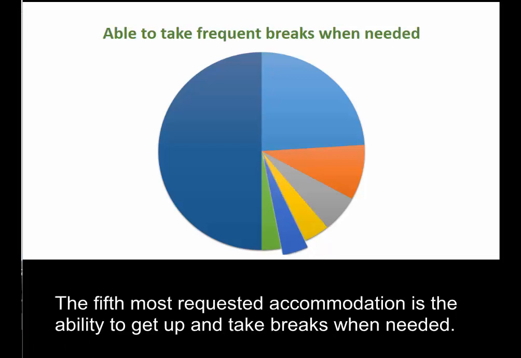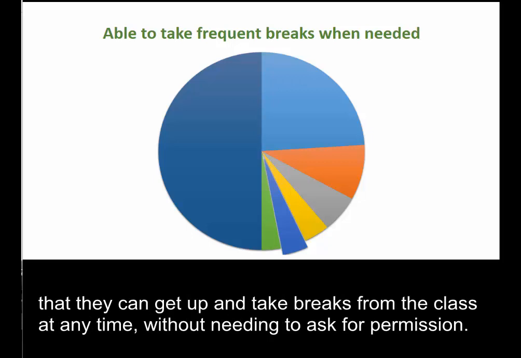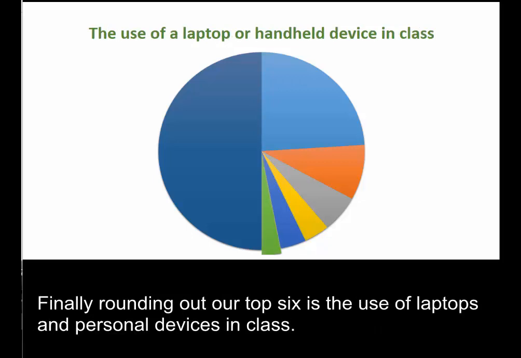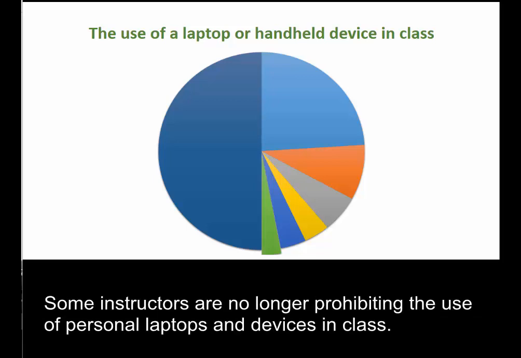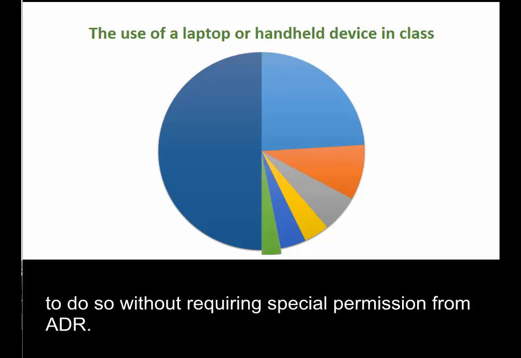The fifth most requested accommodation is the ability to get up and take breaks when needed. To make this accommodation unnecessary, you simply make it clear to students in your class that they can get up and take breaks from class at any time without needing to ask permission. Finally, rounding out the top 6 is the use of laptops and personal devices in class. Some instructors are no longer prohibiting the use of personal laptops and devices in class. This allows students who use these technologies to access classroom materials to do so without requiring special permission from ADR.